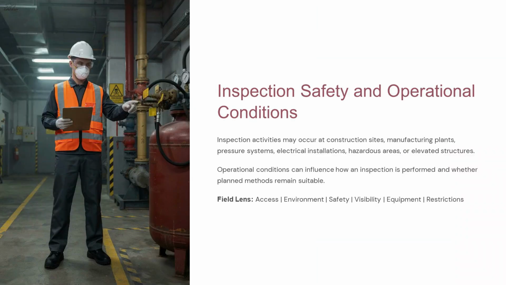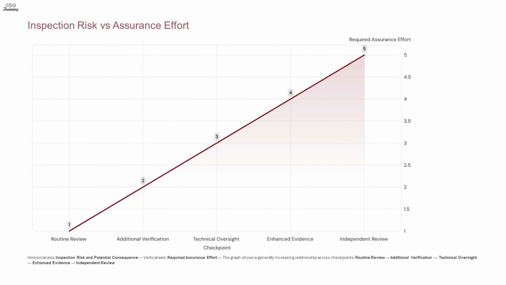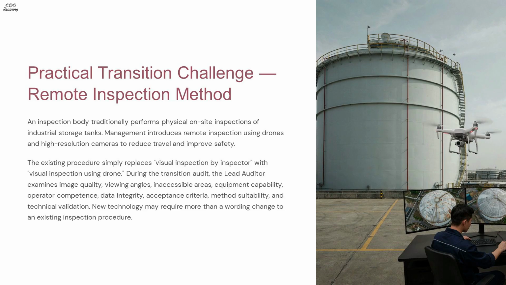Inspection activities occur in various environments, affecting how they are performed. Conditions like safety and equipment access are crucial considerations. Inspection risk correlates with assurance effort. Higher risk requires more thorough review and oversight. Remote inspection methods, like drones, offer practical solutions for challenging environments. Transitioning requires careful evaluation of new technologies.